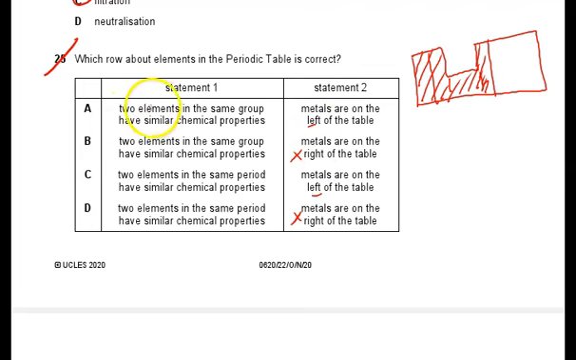Okay, now look at statement 1. Two elements in the same group have similar chemical properties. Yes, same group, they do have. Okay, same period having similar chemical properties? This one is wrong. So your best answer here will be A. Okay, now let us look at 26.